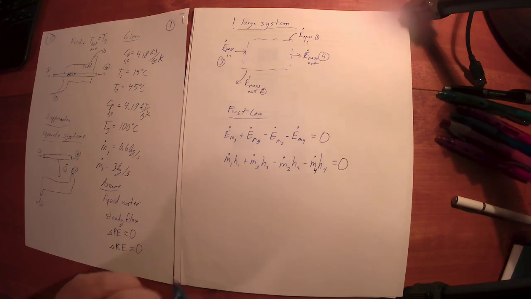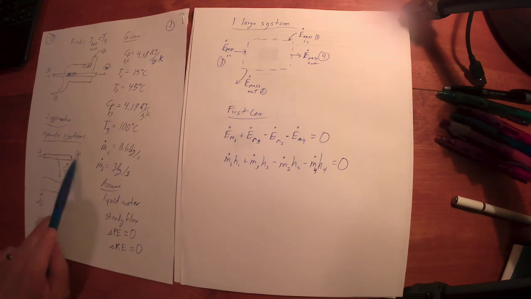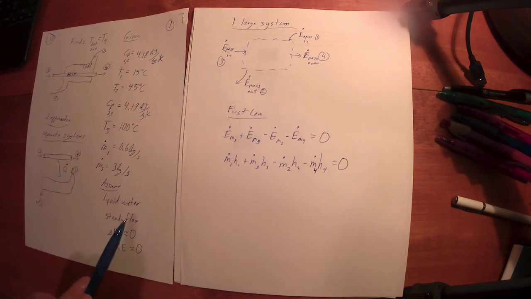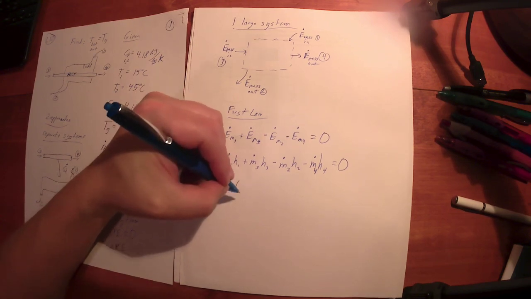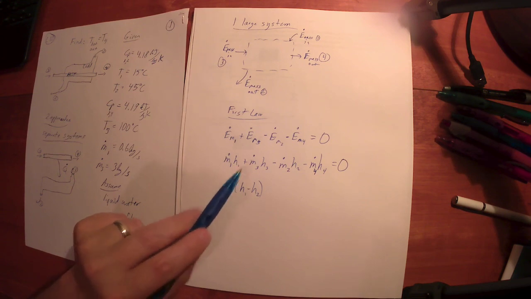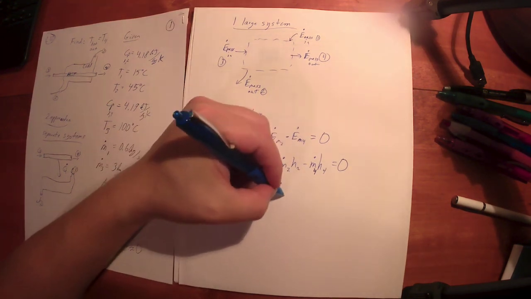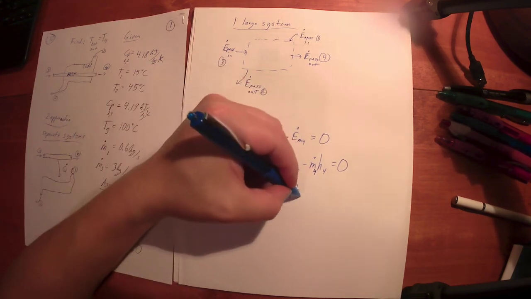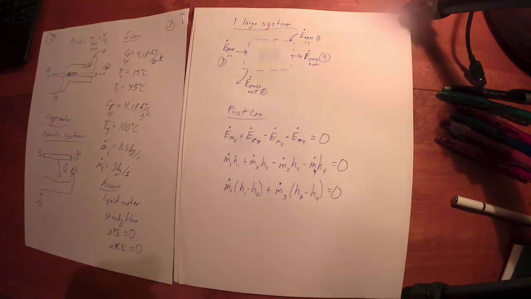Well, remember conservation of mass. If I just assume that this is one pipe, the mass flow rate at 3 is going to equal the mass flow rate at 4 because I'm assuming steady flow. And the same thing at 1. The mass flow rate at 1 is going to be the same as the mass flow rate at 2. These two are going to be equal. And the mass flow rate at 3, which was given, is going to be the same as the mass flow rate at 4.